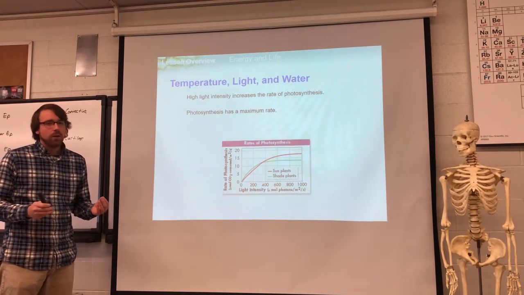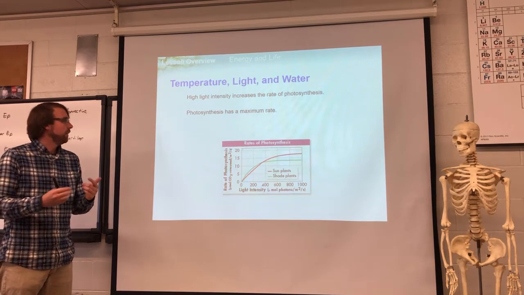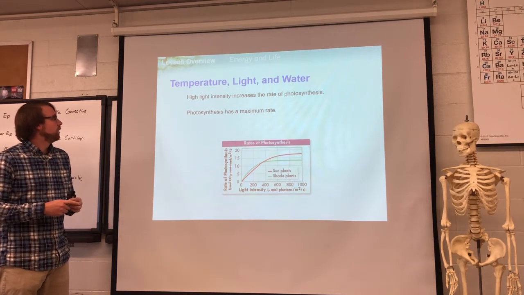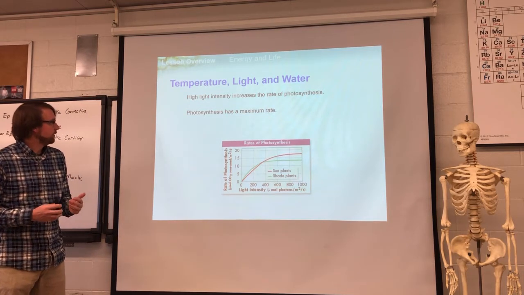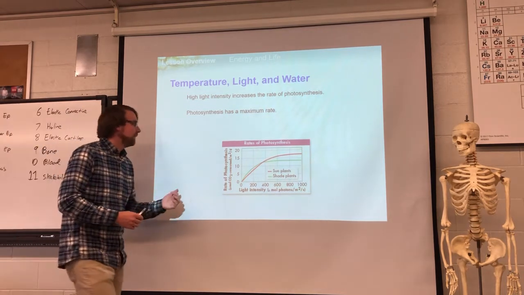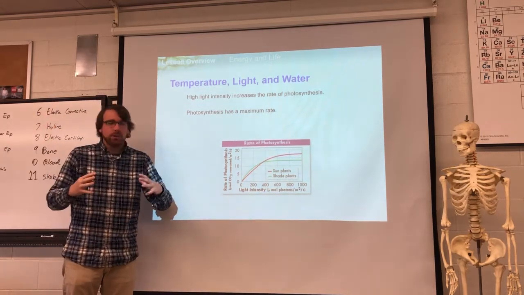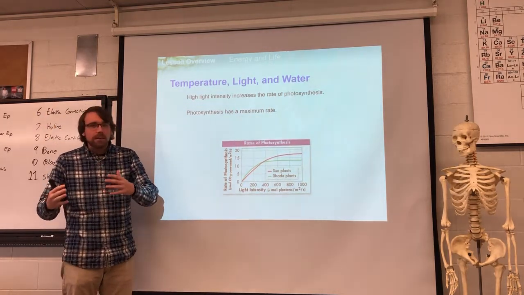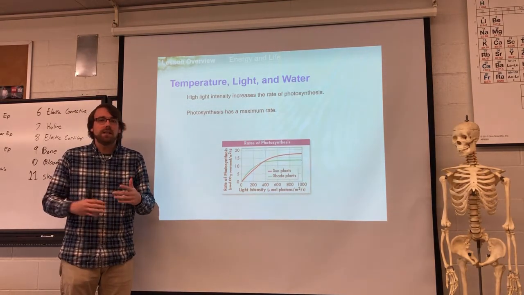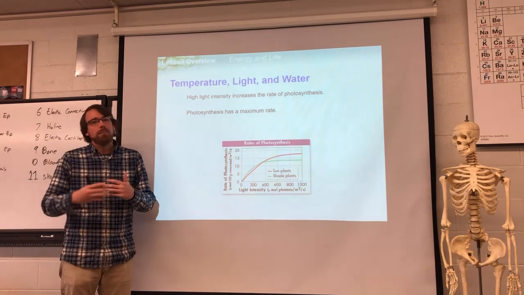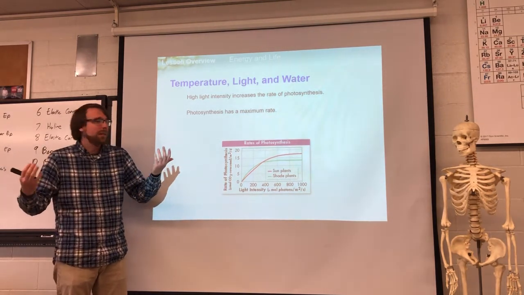So now we're going to talk about how temperature, light, and water affect rates of photosynthesis. High light intensity increases the rate of photosynthesis, but photosynthesis has a maximum rate. Just adding more and more light to a plant only makes it do photosynthesis faster to a point, because our sun's got a constant output, and beyond the output of our sun at the tropics, plants can't really use any more light.